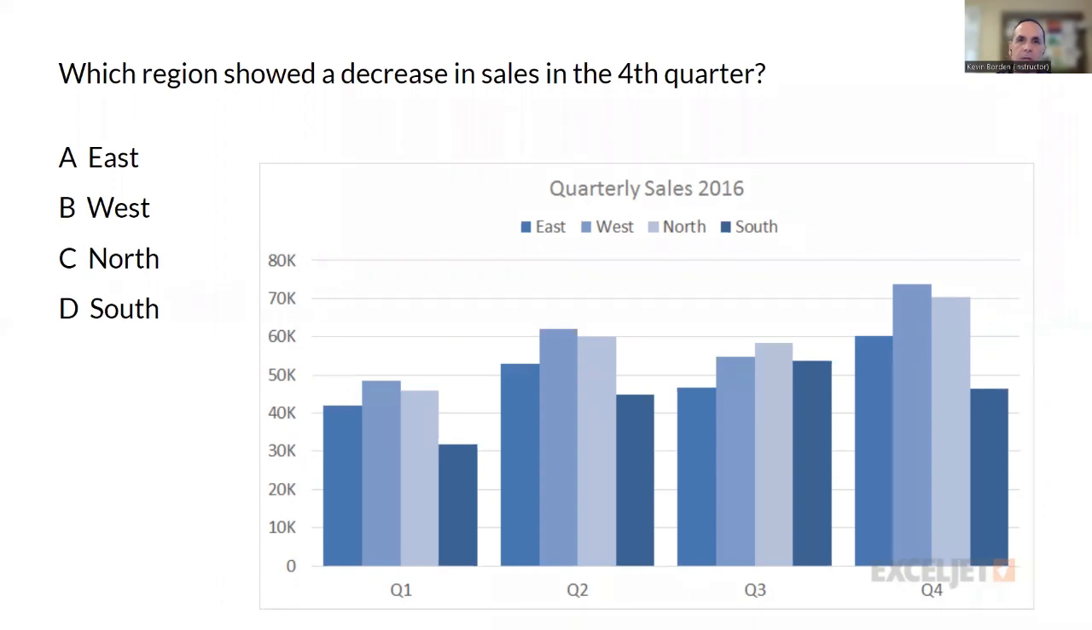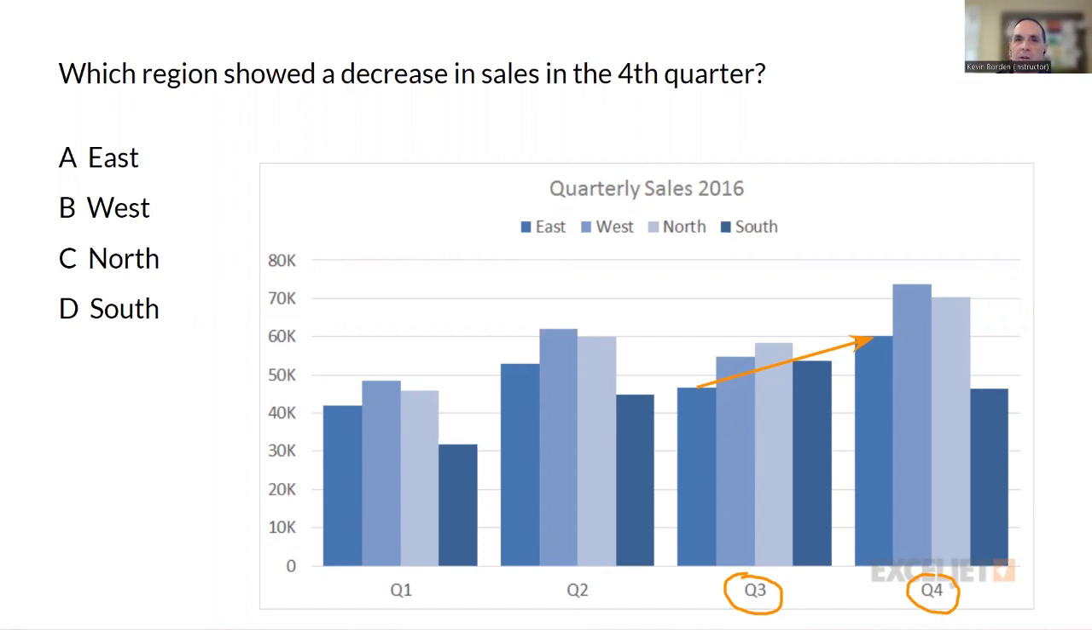All right. So when we're talking about a decrease in sales in the fourth quarter, we sort of have to back up and consider the quarter before it. So we're really looking at quarters 3 and 4. For instance, let me draw some lines here. If we're thinking about the East region, which is the first bar, we would say in the third quarter it was here, and in the fourth quarter it was there. So that went up, right? So there was no decrease.